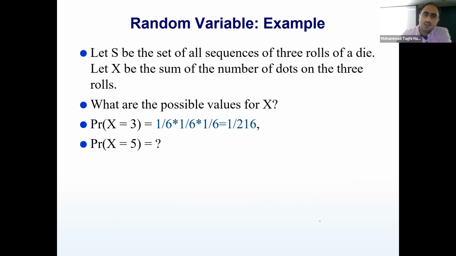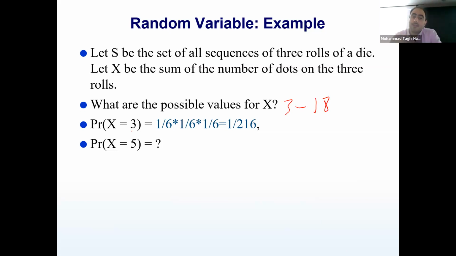Let's see an example. You have a sequence of 3 rolls of a die. Let X be the number of dots on the 3 rolls. What are the possible values for X? X can be 3 at least, because each of them should be at least 1. So it would be between 3 and 18. 18 means all of them are 6.